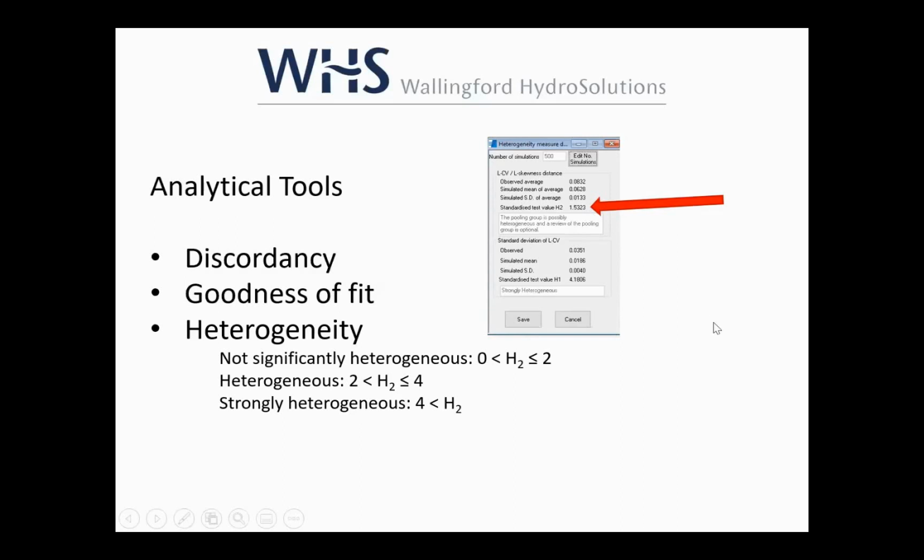It's important to note that a pooling group might be heterogeneous. It doesn't mean that you should start rejecting stations. Growth curves are determined by many factors, and there is not always a one-size-fits-all for a certain type of catchment. So again, these measures should only be used as guides rather than thresholds with which to go about changing your pooling group.